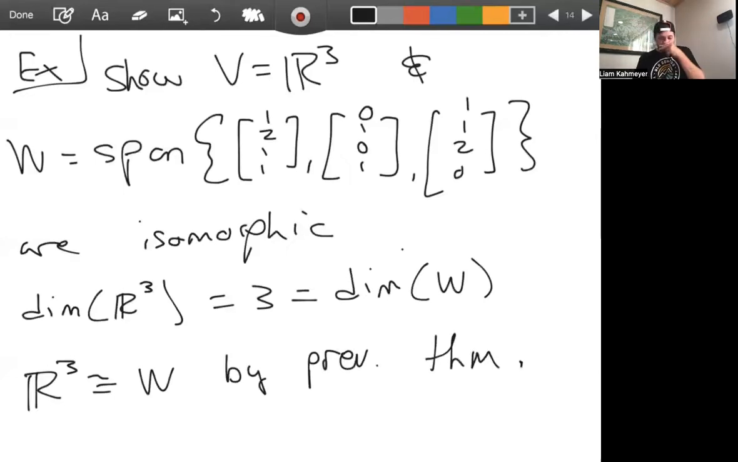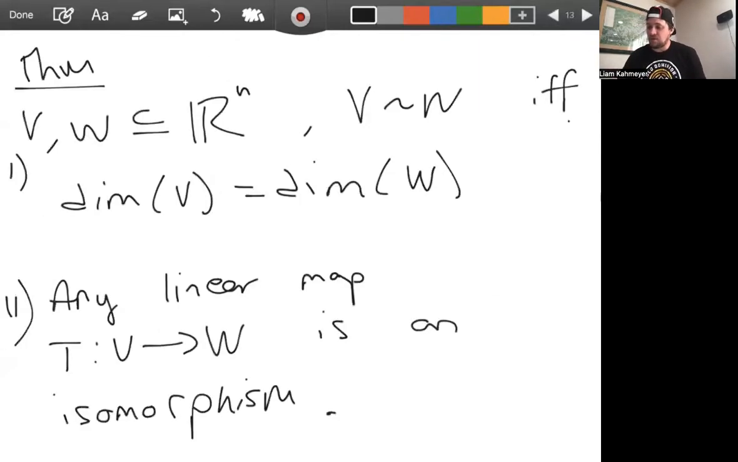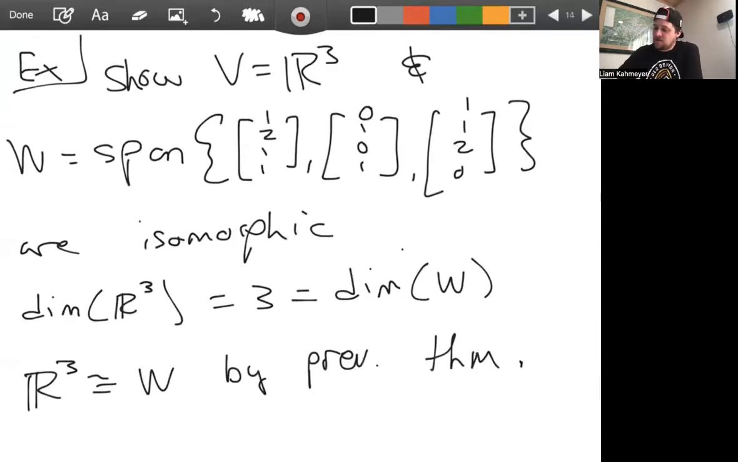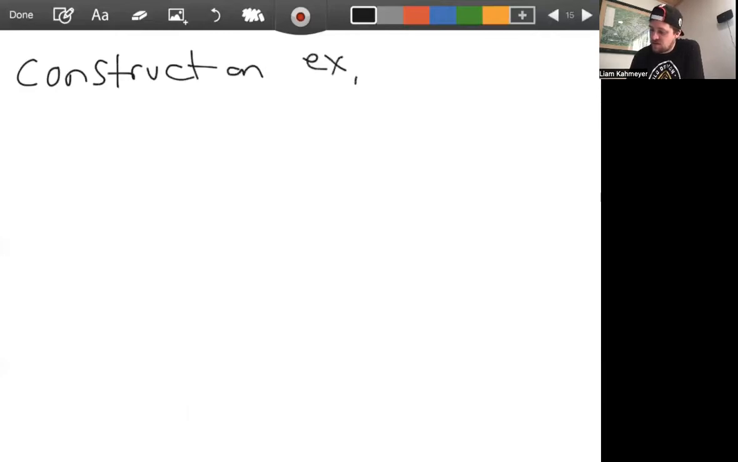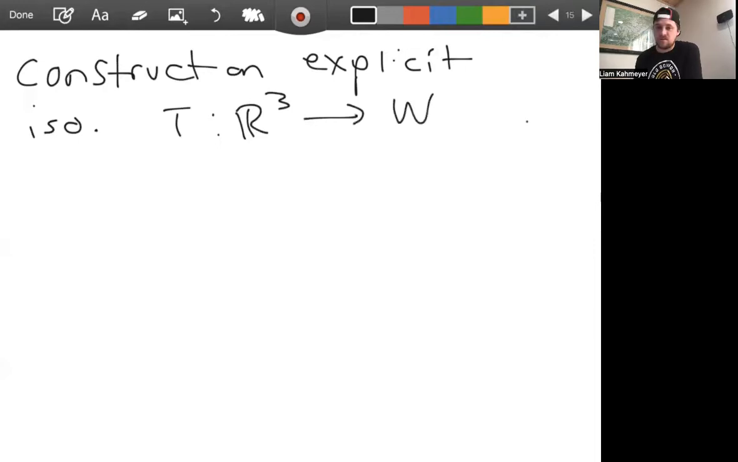So that's easy, right? To show that they're isomorphic, you can be pretty clever with some of these theorems. Just call on one of these theorems, but it's more useful and much more practical to construct an explicit isomorphism. So let's construct an explicit isomorphism T from R3 to W, right? How would we do this?